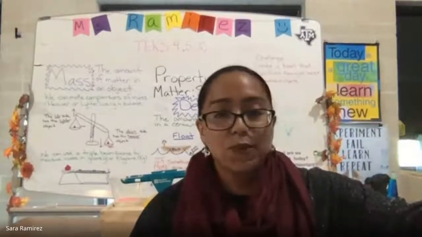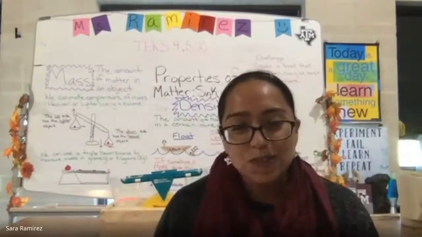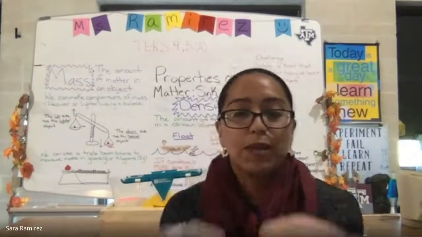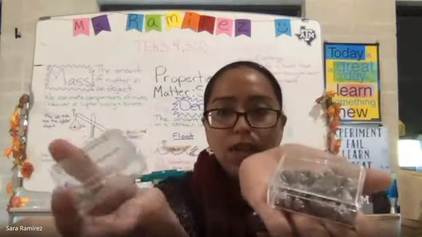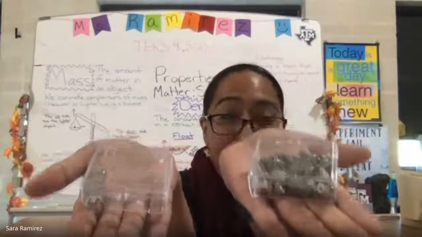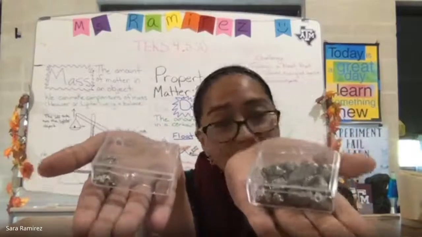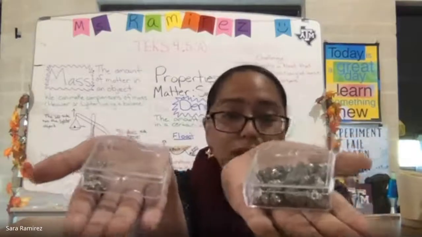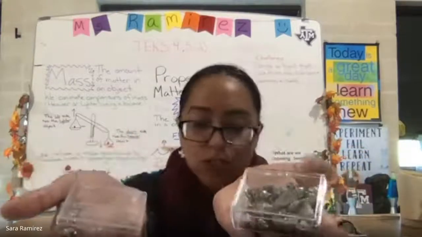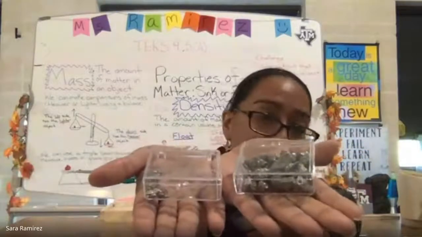So to review, I know that's a lot of vocabulary words. So to review those 3 vocabulary words, we're going to look at an example. We have 2 boxes of iron pyrite again. How could you describe the mass of each box? Which one is heavier? Which one is lighter? How can you describe the volume of each box? And how can you describe the density of each box?